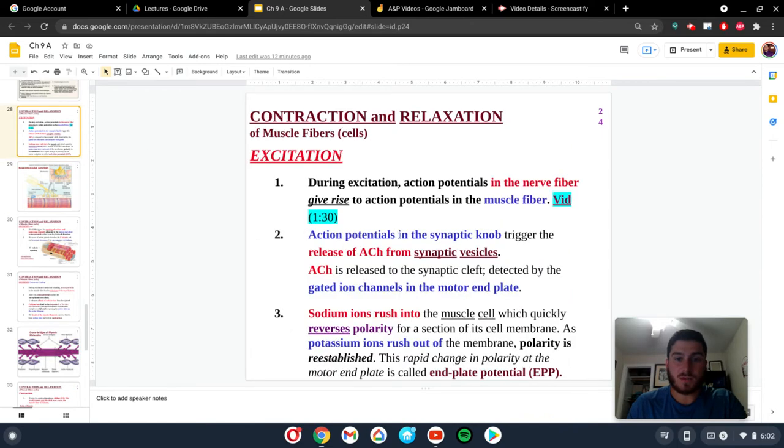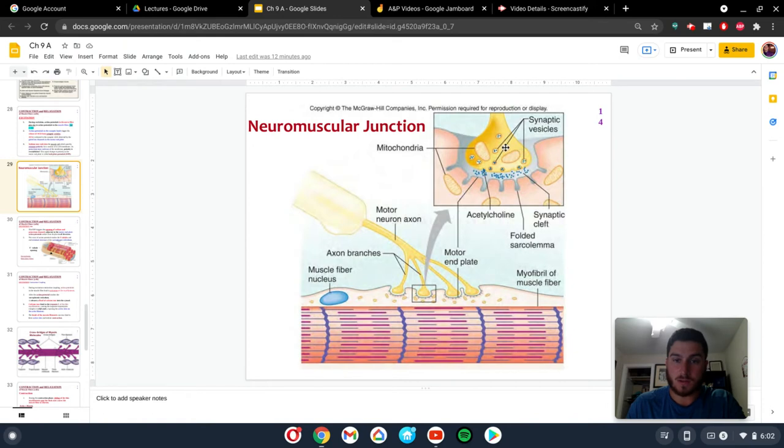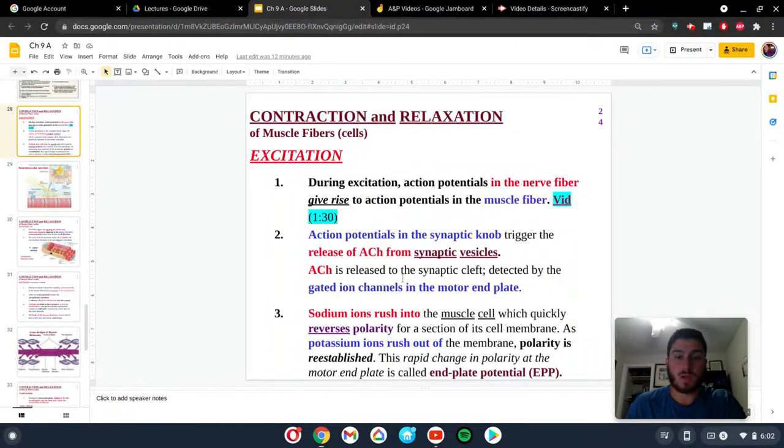These action potentials in the synaptic knob are going to trigger the release of acetylcholine. Again, acetylcholine is the neurotransmitter that is located in the synaptic vesicles of the synaptic knob. So again, here we are. The synaptic vesicles are these little bubbles that surround the neurotransmitter, which is acetylcholine. Once they get that signal, they're going to release them into the synaptic cleft, where they can then bind to the opposite side, to the motor end plate.